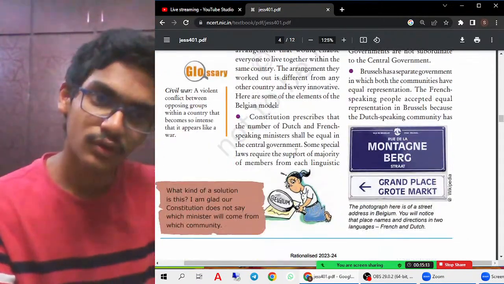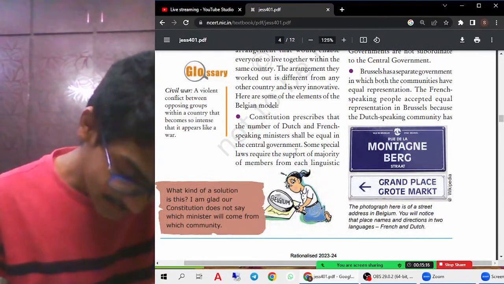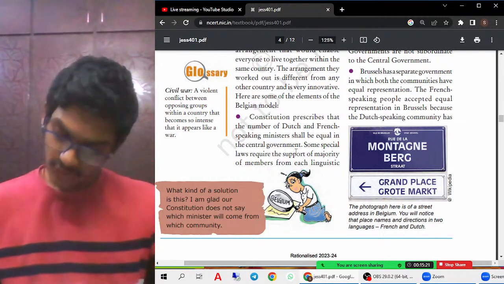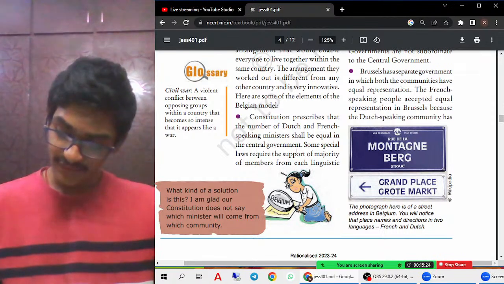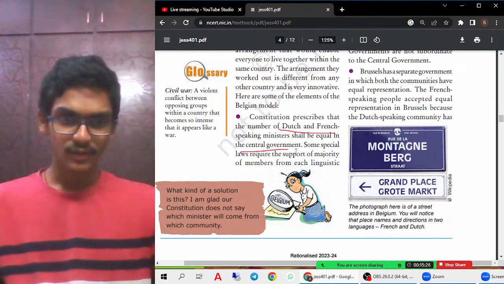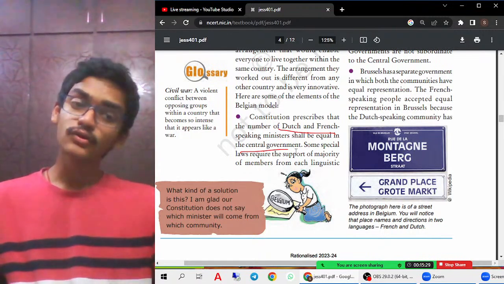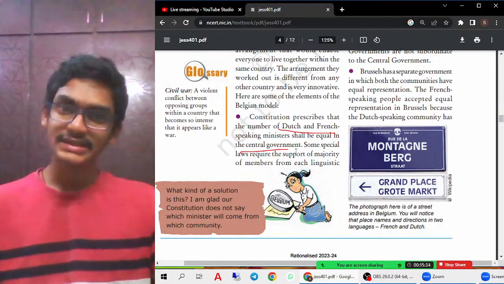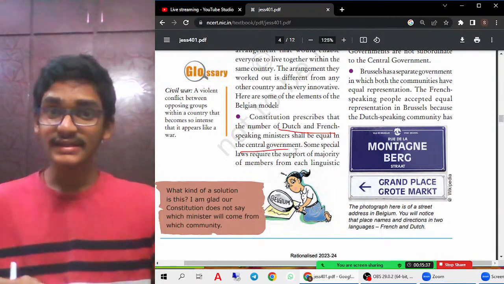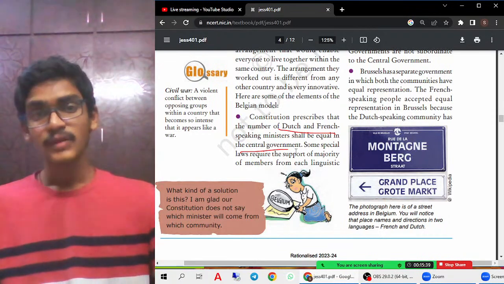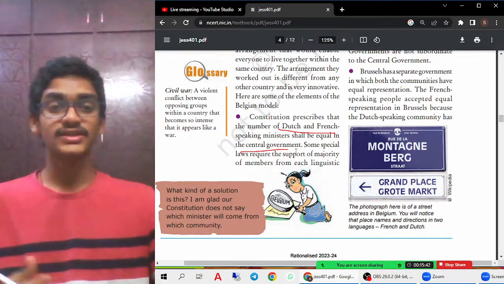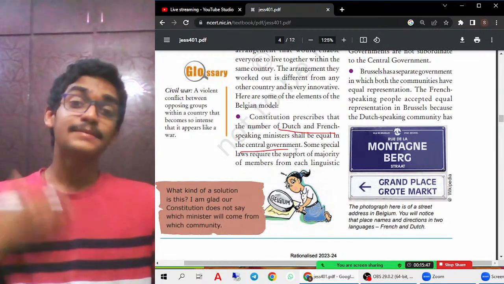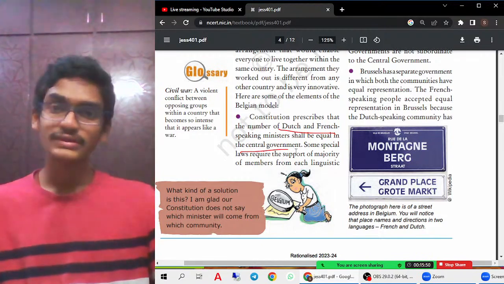So what did they follow? The first one was the central government. The central government made sure that the Dutch and the French communities were given equal representation. The constitution was also changed in such a way that both communities have to be consulted in making a decision. Therefore, in arriving at a decision, neither the Dutch nor the French can take the decision themselves. Both have to consult and discuss together, and only then can they arrive at a solution. Each community cannot have its own rules and laws.